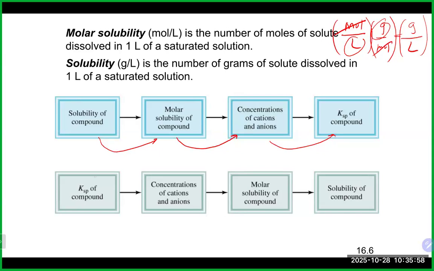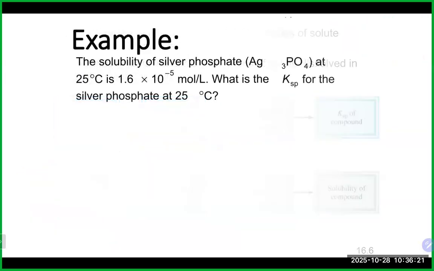Now, if you're actually given the KSP, and that's kind of the only thing given to you, an ice table definitely should be rolled out for that. And really, you could also use an ice table in the other case. But in this case, you would do an ice table and solve for your unknown, and when you do, that is going to give you the molar solubility of your compound. So let's take a look at one here.